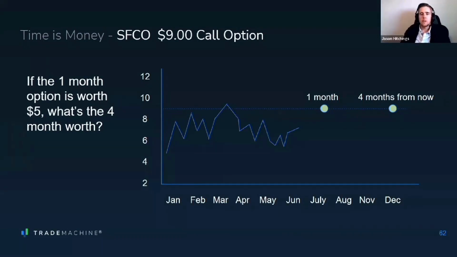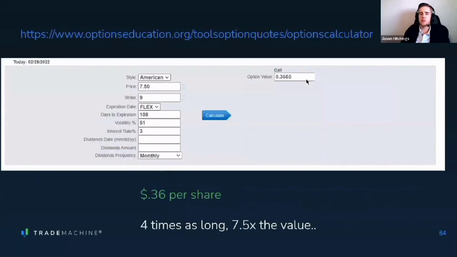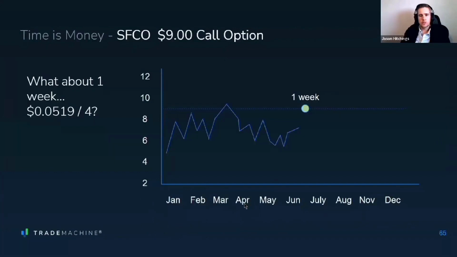The intuitive answer might be, well, it's 4 times as far away, so it's worth 4 times as much, which would be $20. When we plug it into an options calculator, though, the options calculator says it's worth 36 cents per share. So that's like 7.5 times the value at 4 times the time.